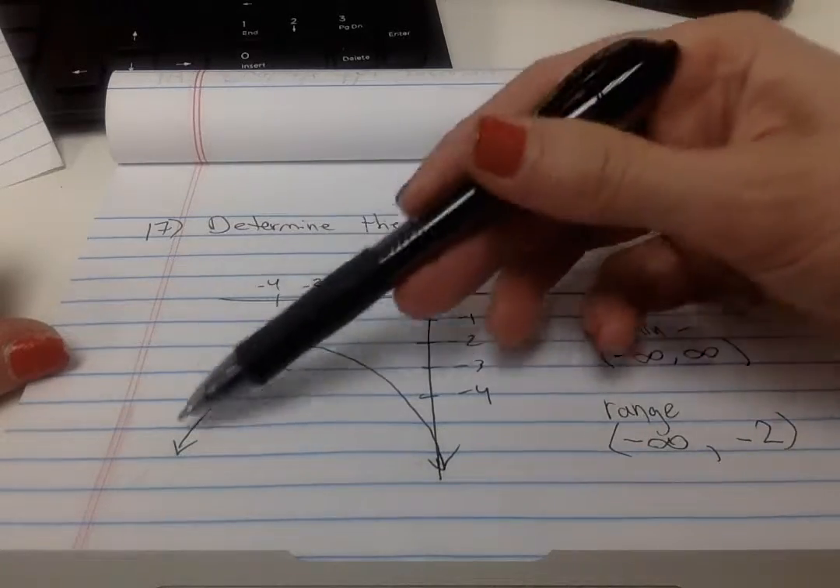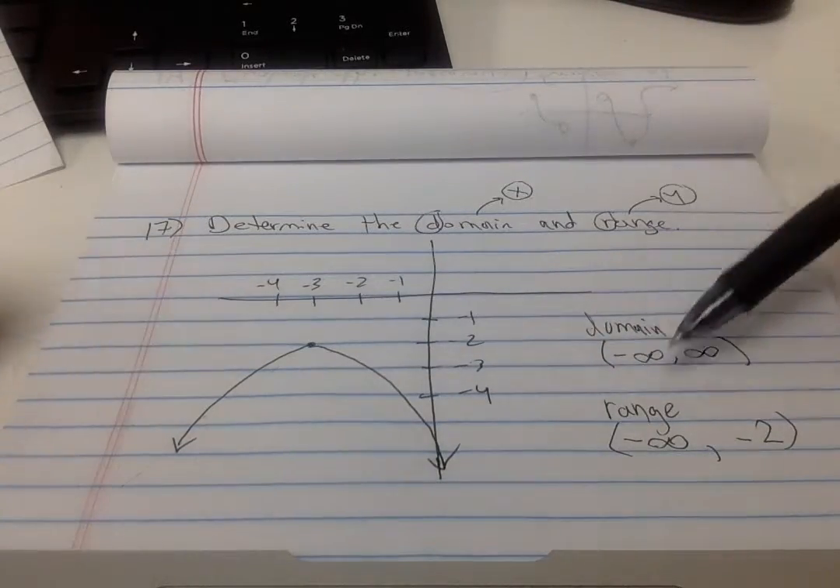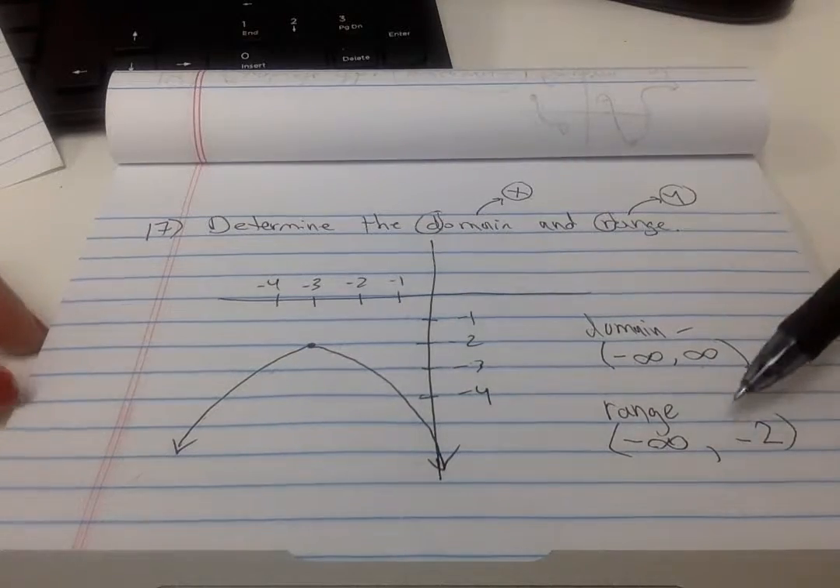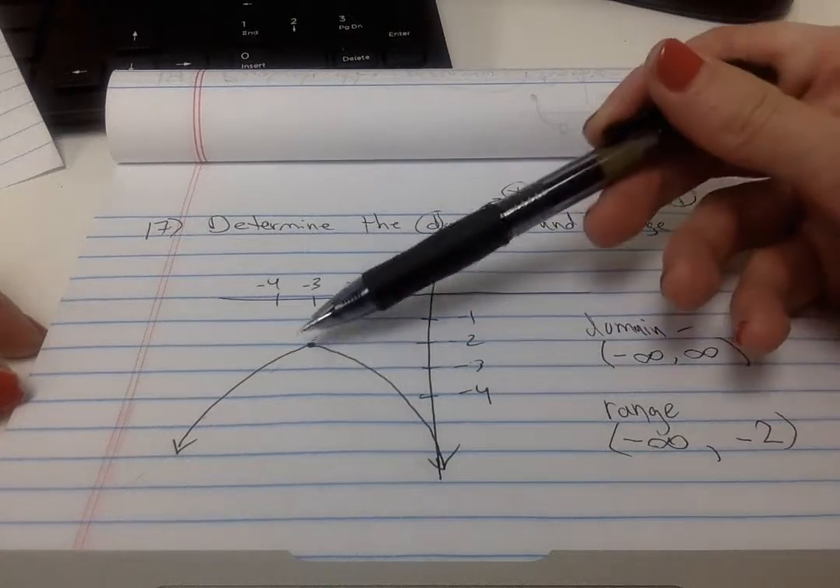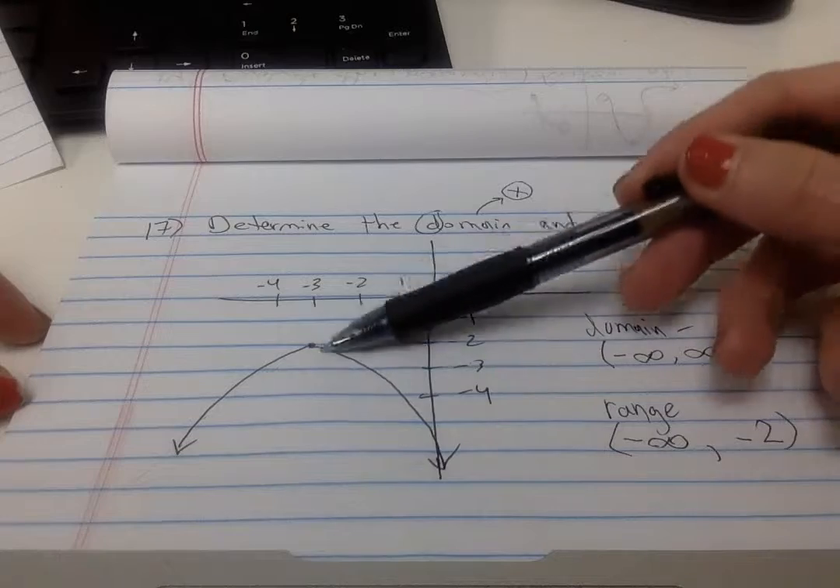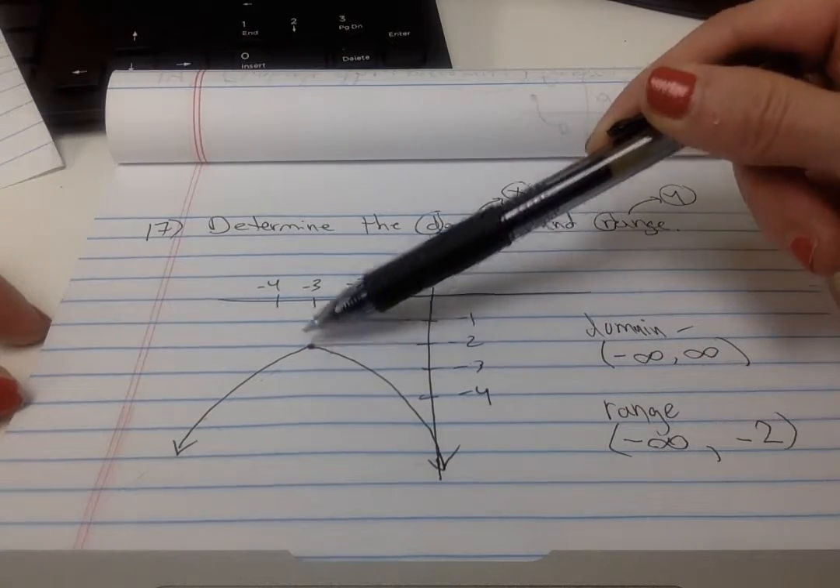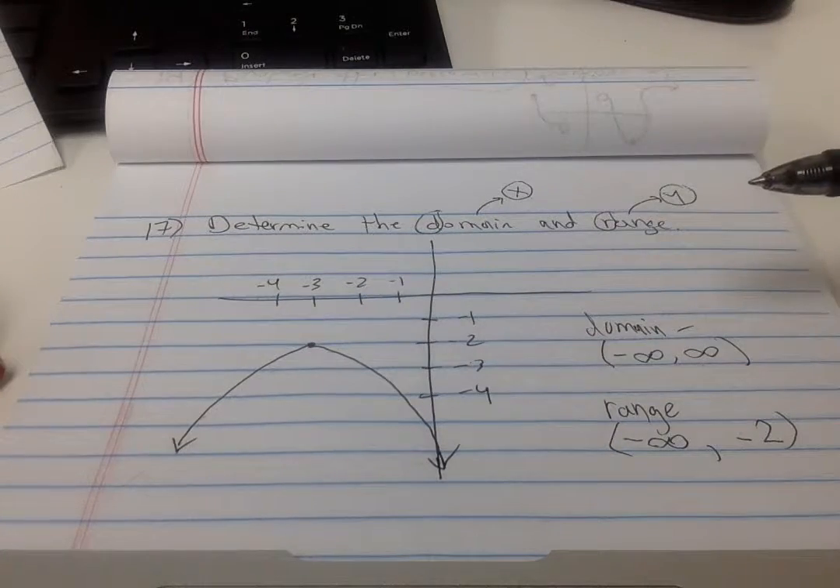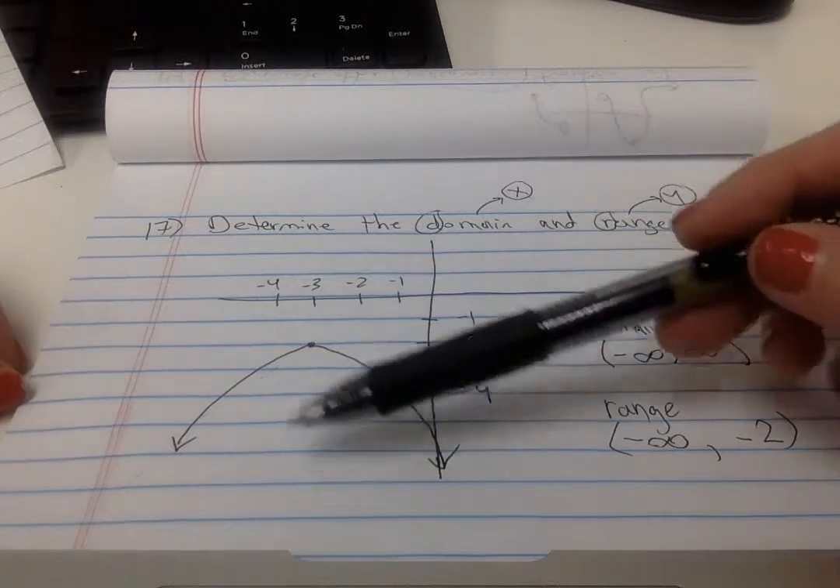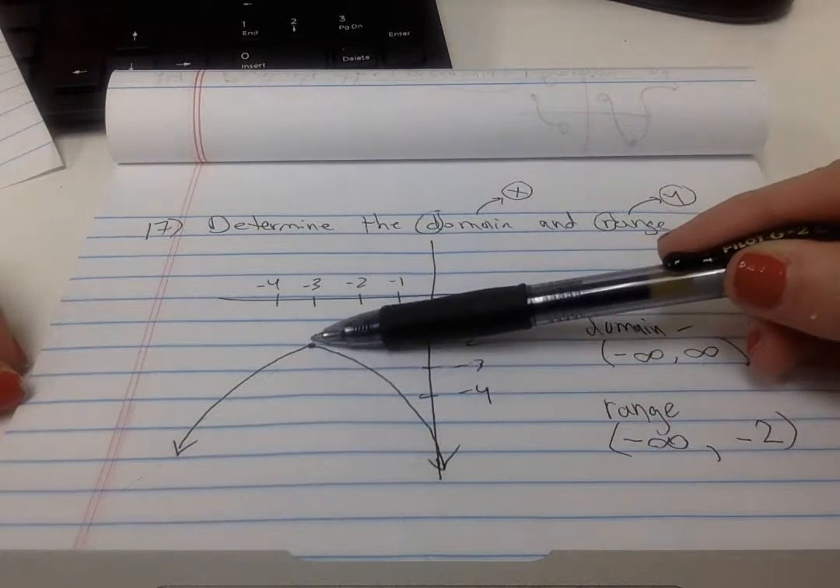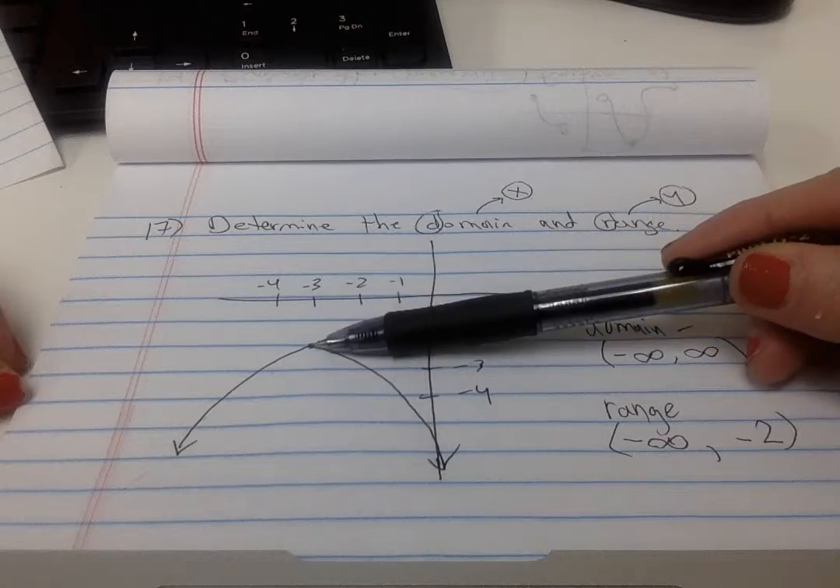So the domain, because these are going forever, is negative infinity, positive infinity. But the range, the y values, we don't have anything above this -2. And it starts with -2, so we include that. But it goes all the way down to negative infinity. Or we start at the bottom. So negative infinity all the way up to and stopping at -2.